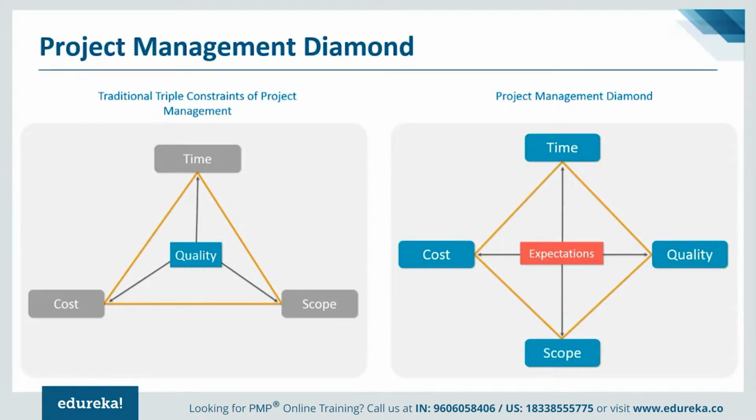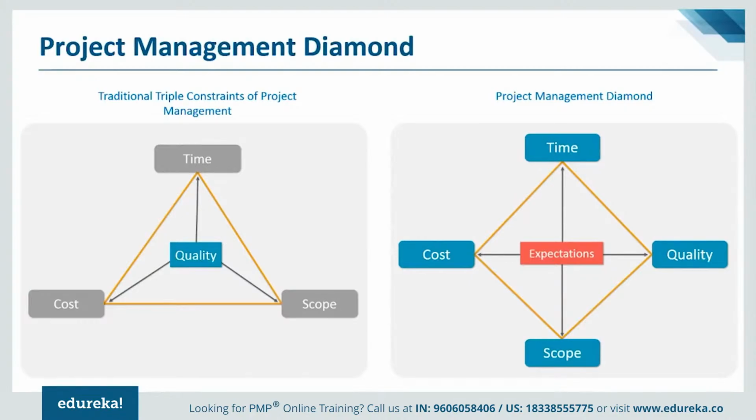If there is a change in time or schedule, obviously at least one other constraint of the project will get affected. Your cost might go up because you will have to put in more people, or your quality will get affected because now you have less time to deliver more, or you will not be able to complete all the scope which was agreed with your customer. So a constraint is nothing but if one constraint changes, then at least one other will get affected.